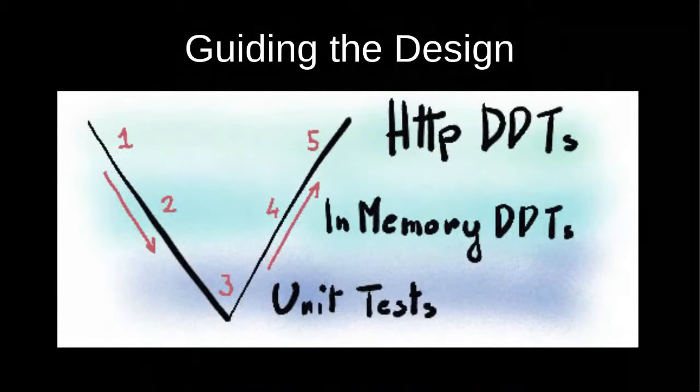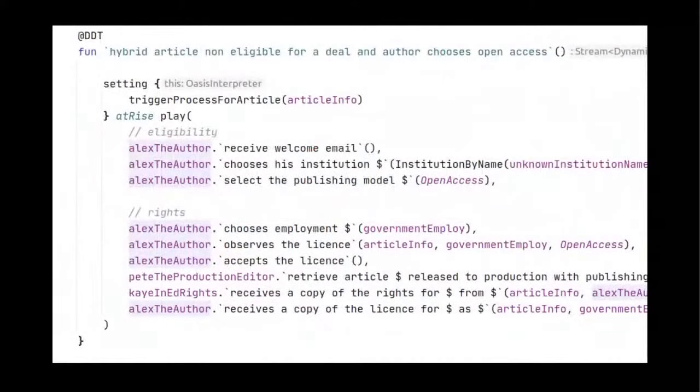So first we define the HTTP calls, then the memory DDT. Finally, we write the actual code, so we can write the unit tests. This will make the memory DDT work, and then finally we wire the final things to make the HTTP DDT work as well. So in this way, it really gives you a good pace to implement each feature.